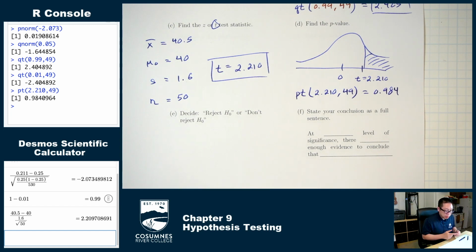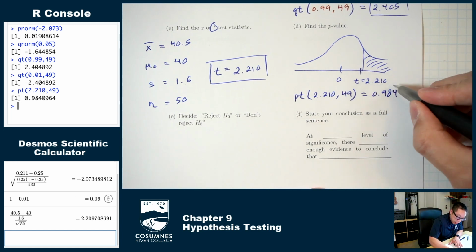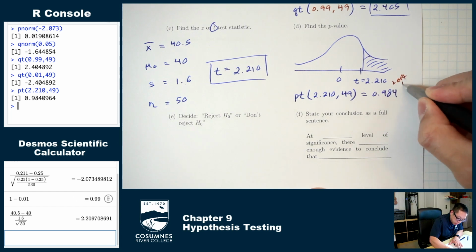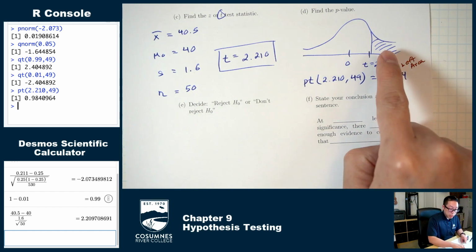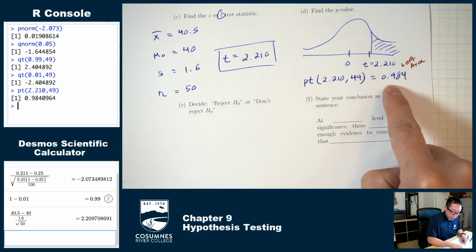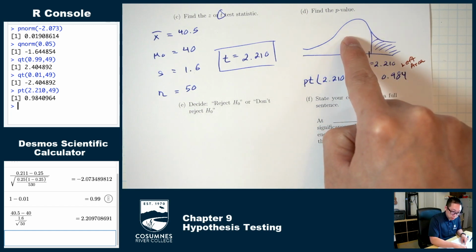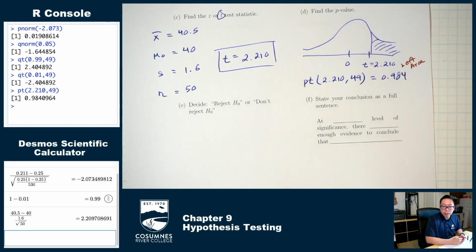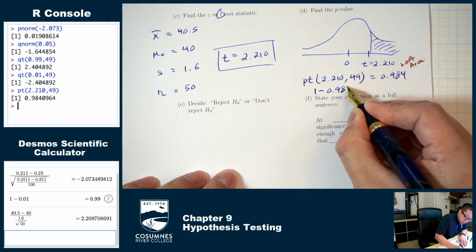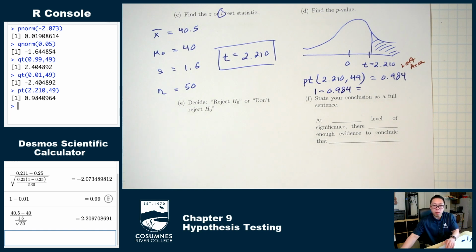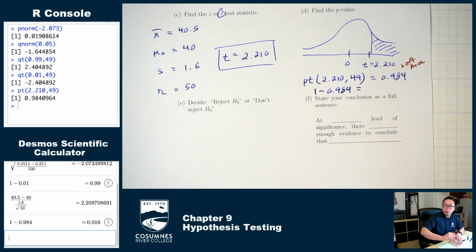Now pnorm and PT always spit out the left area. Are we looking for the left area here? No, I'm looking for the area to the right. 0.984 is the left area, so that's the unshaded part. To get the other side, do a 1 minus. So the final answer for the p-value is 1 minus 0.984, which is 0.016.